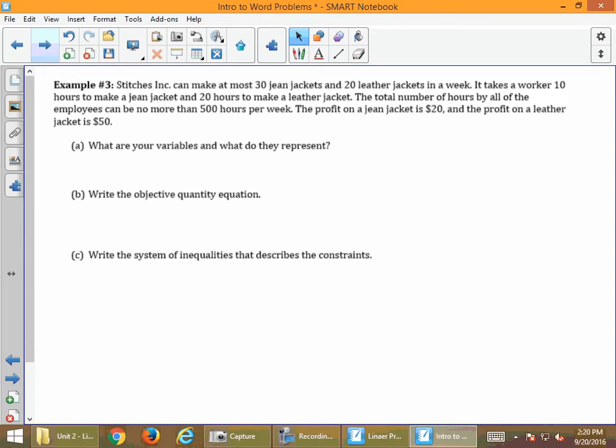But same process. Stitches Incorporated can make at most 30 jean jackets and 20 leather jackets in a week. It takes a worker 10 hours to make a jean jacket and 20 hours to make a leather jacket. The total number of hours by all of the employees can be no more than 500 hours per week. The profit on a jean jacket is $20 and the profit on a leather jacket is $50.